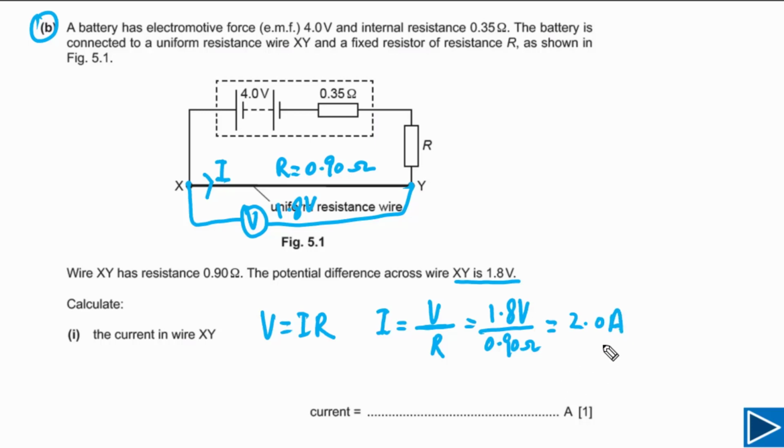This question has only 1 mark. If you have got the right answer, you will get this 1 mark. So simply we can say up to 2 SF, this is 2.0 amps.